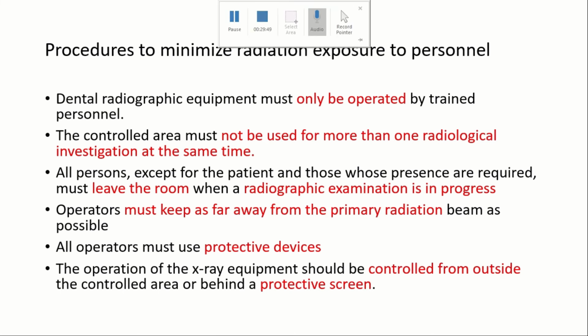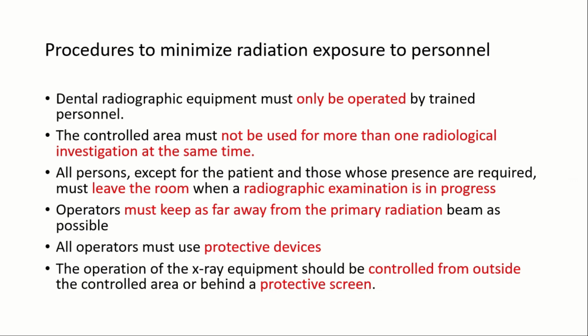Okay, so now how to minimize the exposure. The equipment should be operated by trained personnel. The area or room shouldn't be used for more than one radiological investigation at the same time. Meaning that if you want to take a PA for one patient, that's the only procedure that can be allowed to be operated at the same time. If you want to take another X-ray for another person, for example like OBG, you have to wait for your turn.